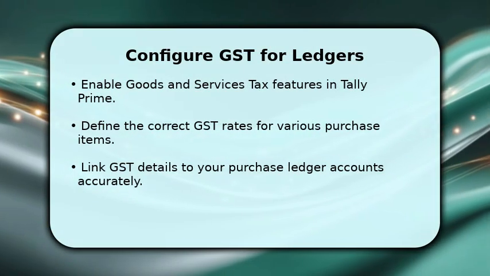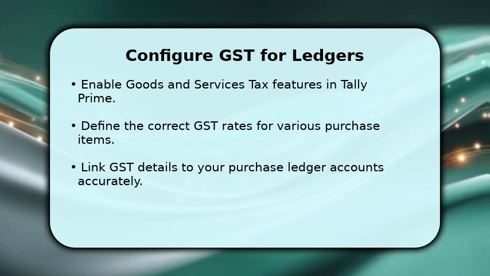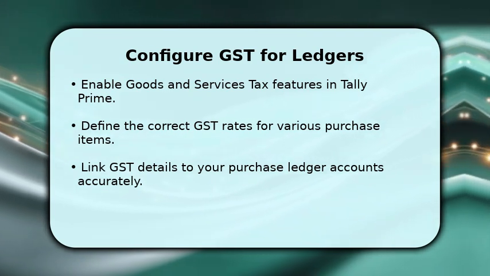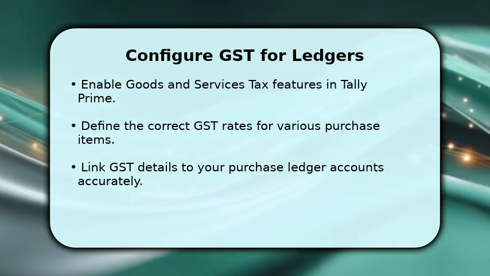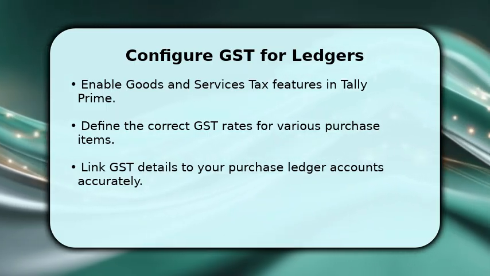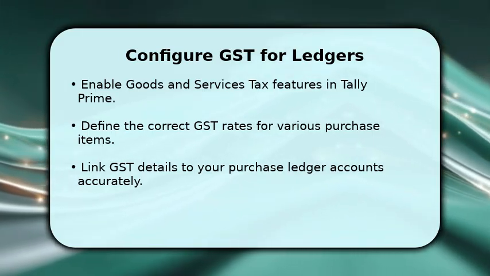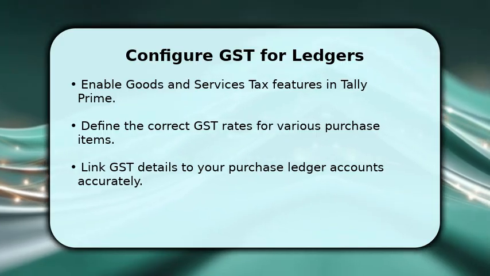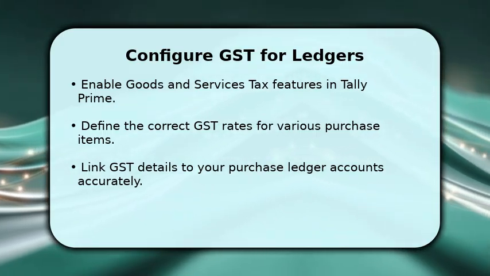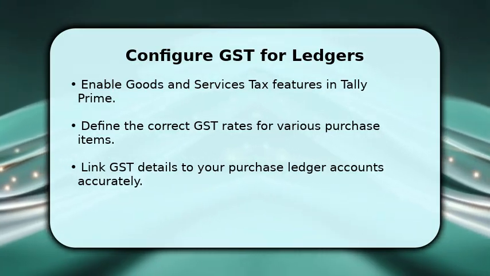Next, we'll configure the GST details for your new ledger. Set is GST applicable to applicable, and set/alter GST details to yes. Here, you'll specify the nature of the supply and the applicable GST rate, for example, 18%. This ensures that Tally Prime automatically calculates the correct tax amounts for every purchase entry made using this ledger, saving you time and reducing errors.